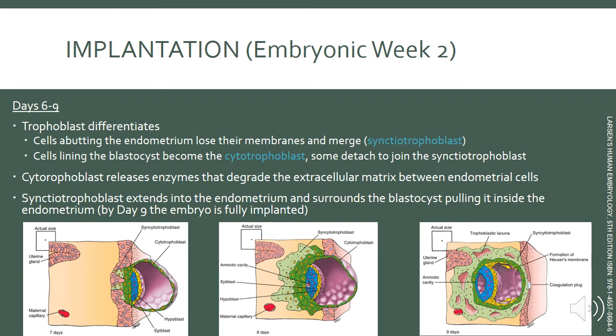At the same time, the syncytial trophoblast is going to extend itself. It's going to grow into that space that the cytotrophoblast created by degrading the endometrial cells. And as the syncytial trophoblast grows in to the endometrium, it pulls the blastocyst inside with it. And so by day 9, the embryo is fully implanted within the uterine lining.